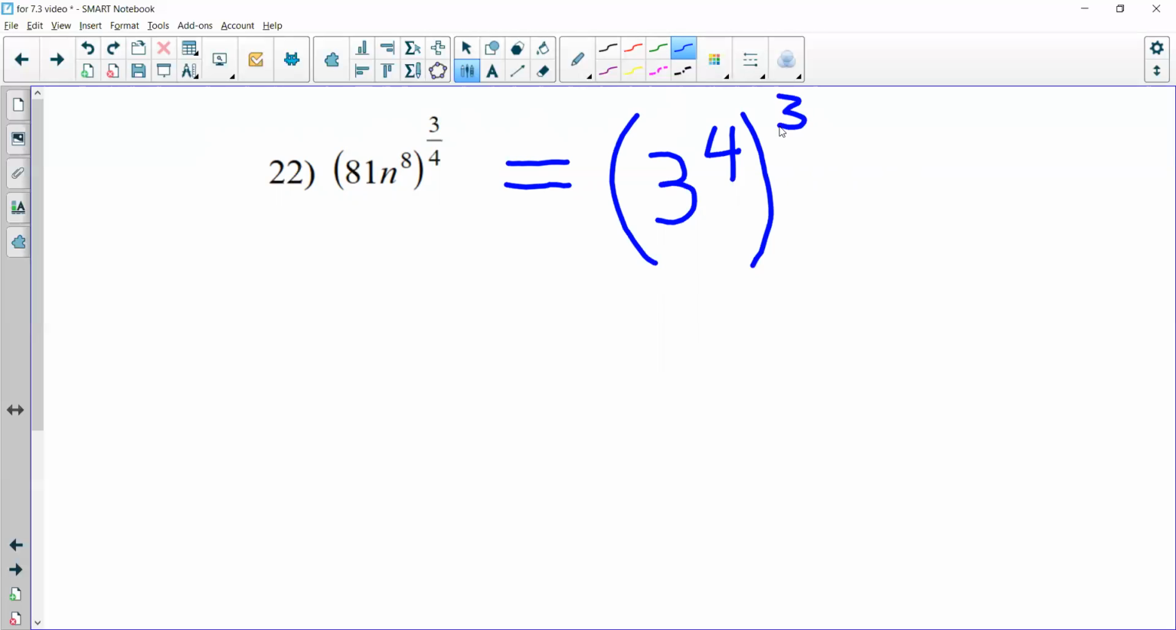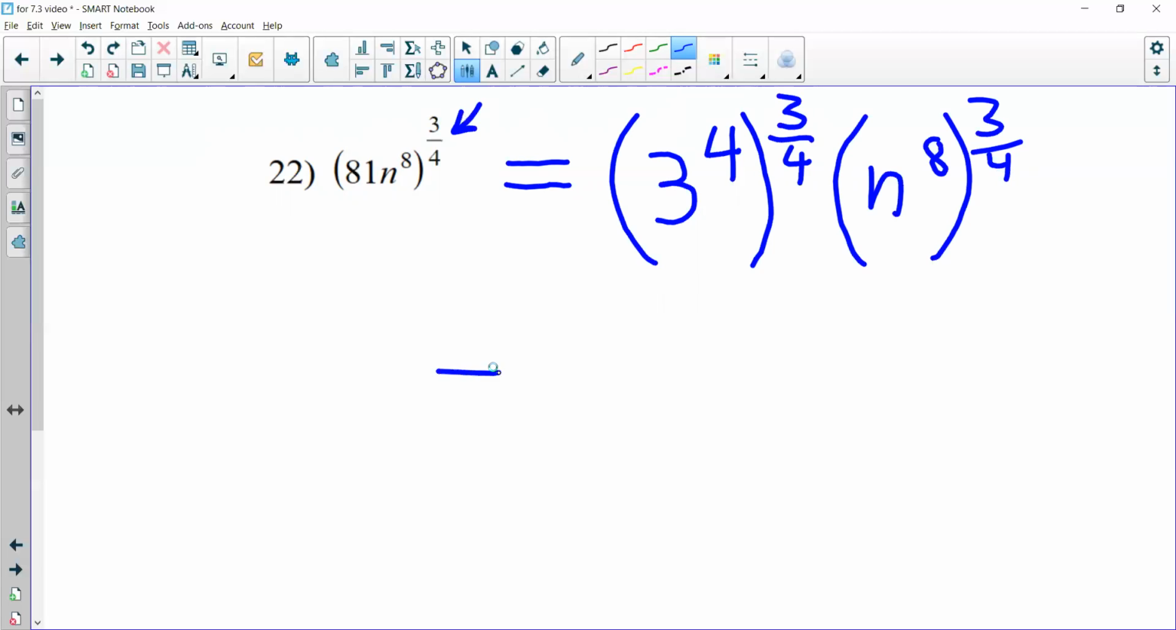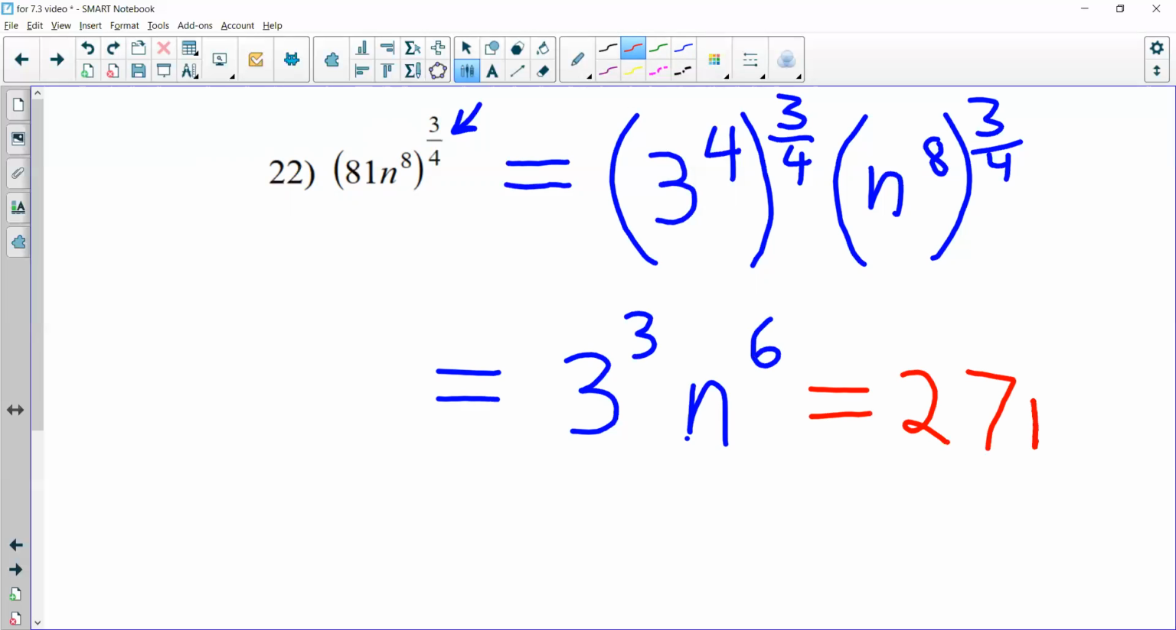We're going to raise that to the 3/4 power because of that 3/4. Then we will multiply this by n to the 8th to the 3/4. Using my power to a power rule, I will get 3 to the 4 times 3/4, which is 3 cubed, n to the 8 times 3/4, which is 6. This gives me a final answer of 27n to the 6th, because 3 cubed is 27. And that is my answer.